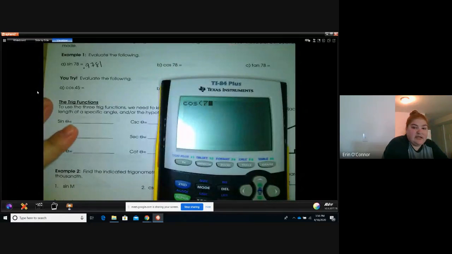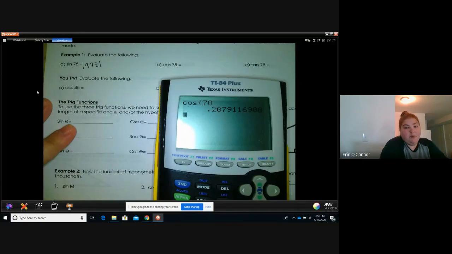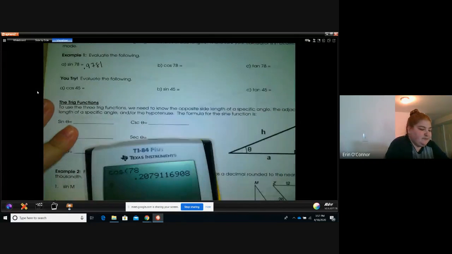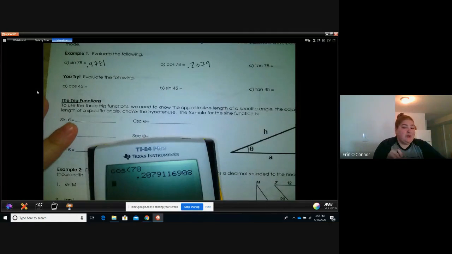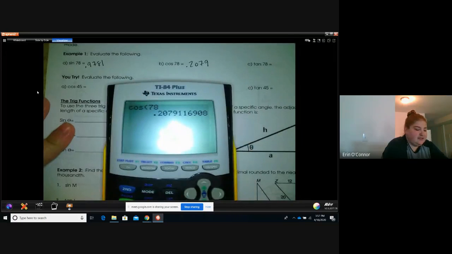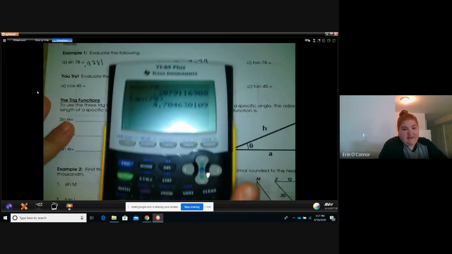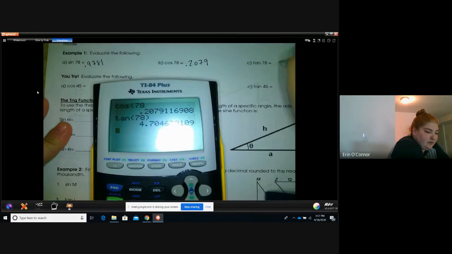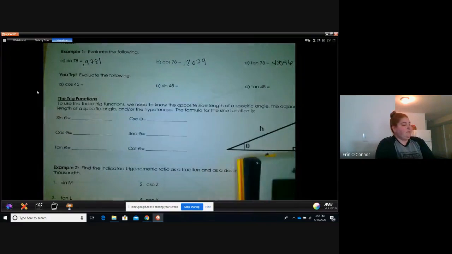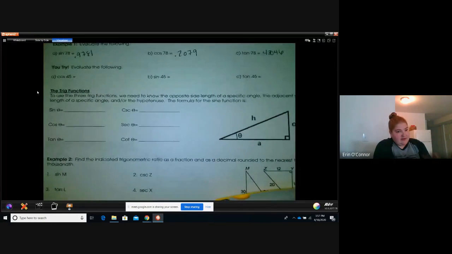The next one is cosine 78, and we get 0.2079. And again, as you do this in the computer one, you have to make sure you end the parentheses. On this calculator, you don't have to end parentheses. And last one is tangent, or tan 78. And that's going to give you 4.7046. So at this point, pause the video, you try and do the next 3.